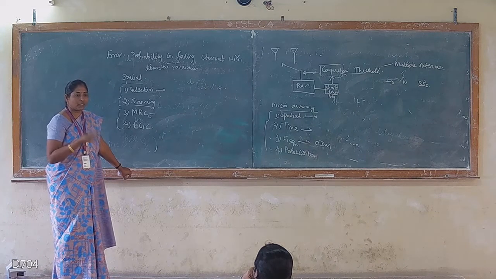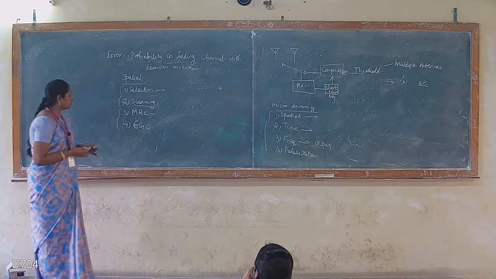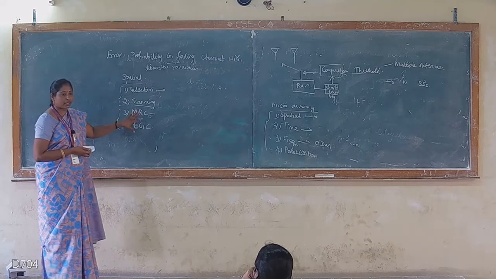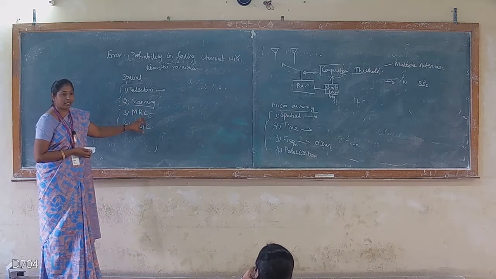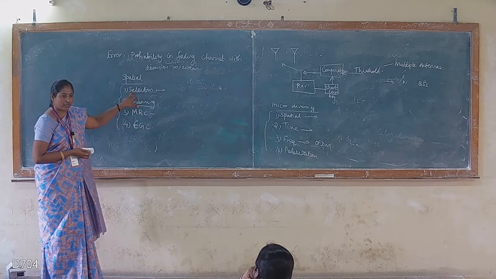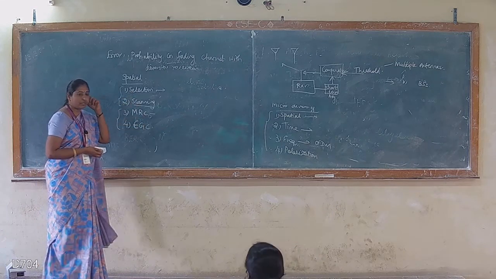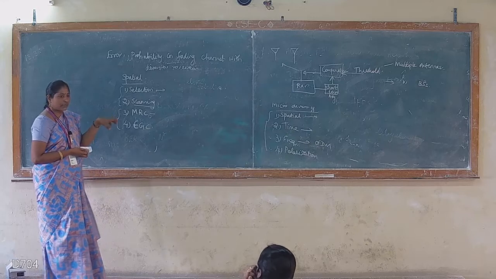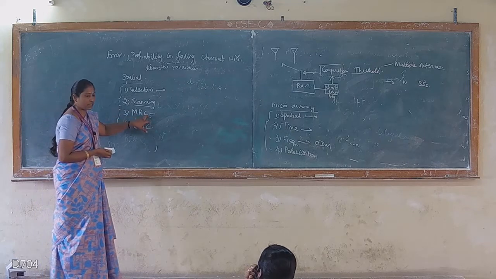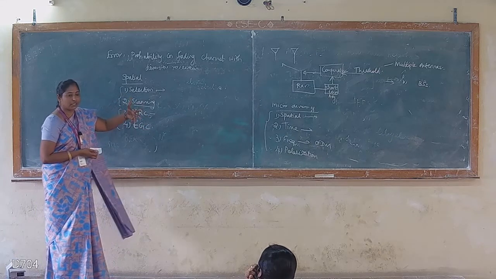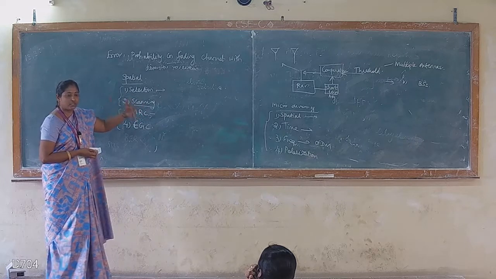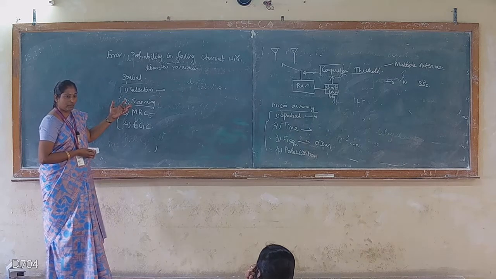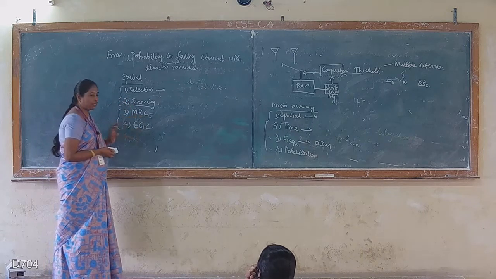So we cannot apply selection diversity. For that we apply the combining technique. For a practical channel we have to apply a combining technique instead of selection diversity. So in the combining technique, what are we doing? We are combining all the branch SNRs. Clear? So if you combine all the branch SNRs, what about the overall SNR at the receiver side? It is much greater than the individual branch SNR. So that is the principle of the combining technique.